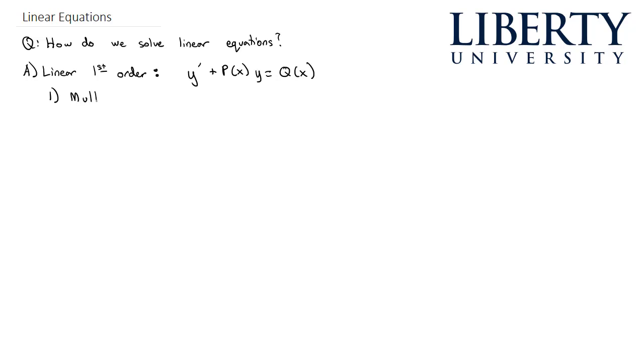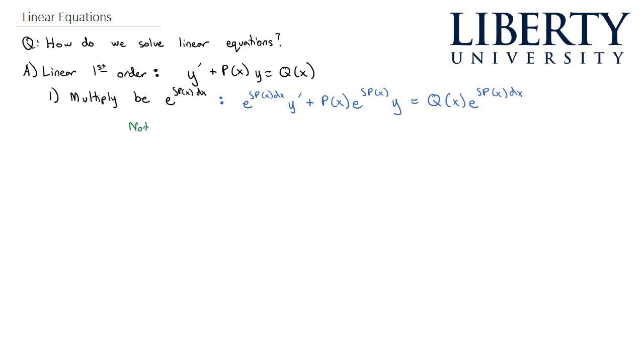We're going to multiply both sides by e to the integral of p of x dx power. And look what happens when we do that. When we do the y prime times the e, we get e to the integral of p of x dx times y prime, plus we have the p of x times e to the integral of p of x dx times y is equal to q of x times e to the integral of p of x dx.